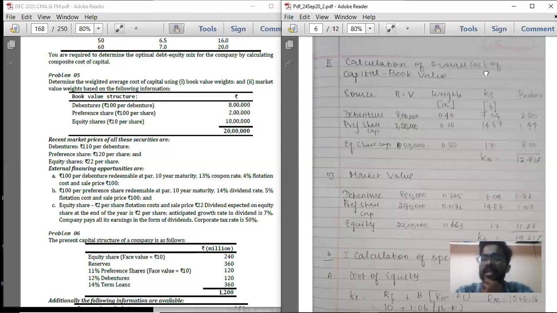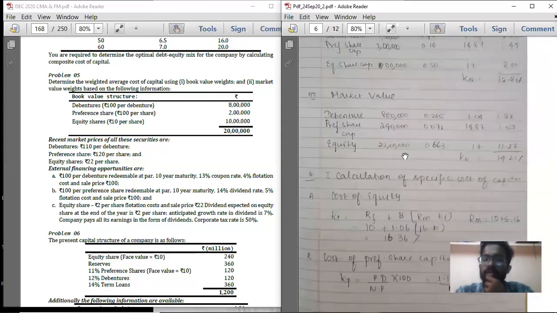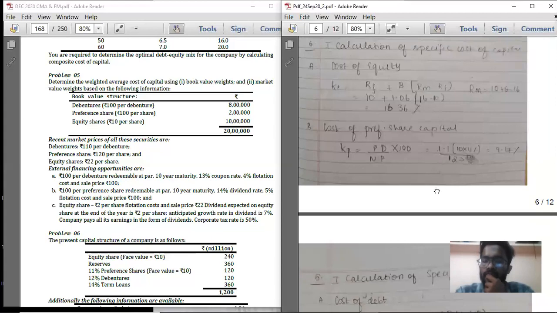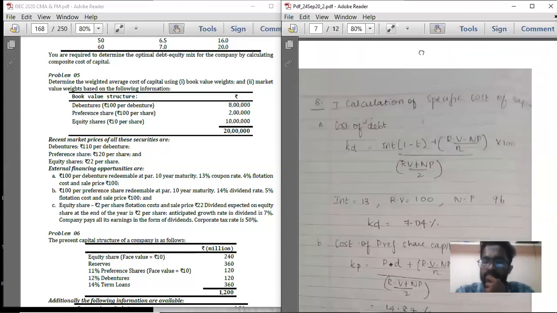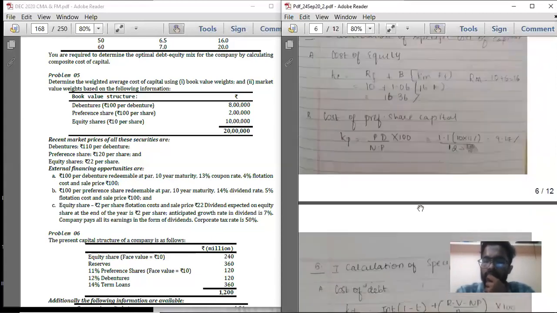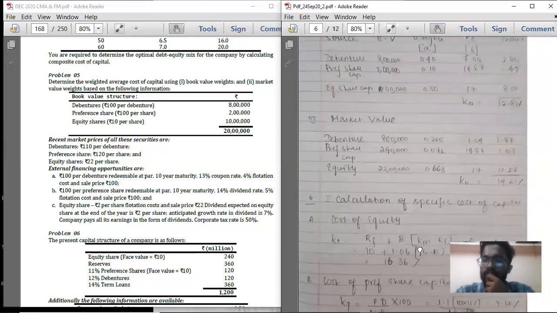Now KS, just take down from the above statement which you have calculated. Cost of debt is 7.04%. Then cost of preference share capital is 14.87%, and cost of equity share capital is 17%. In respect of the KS column record 7.04, 14.87, and 17.